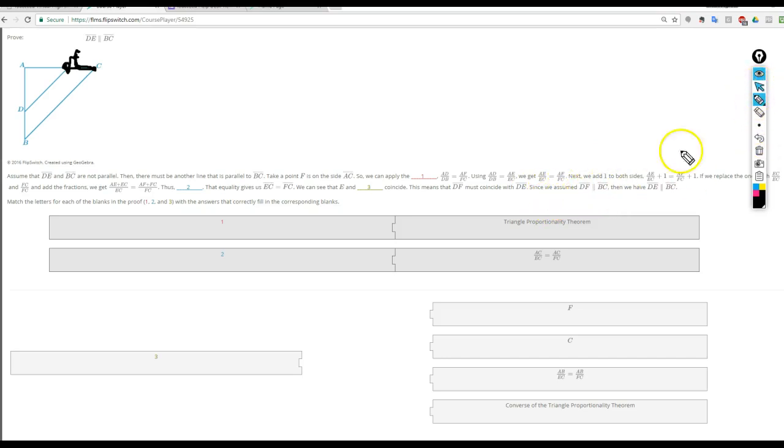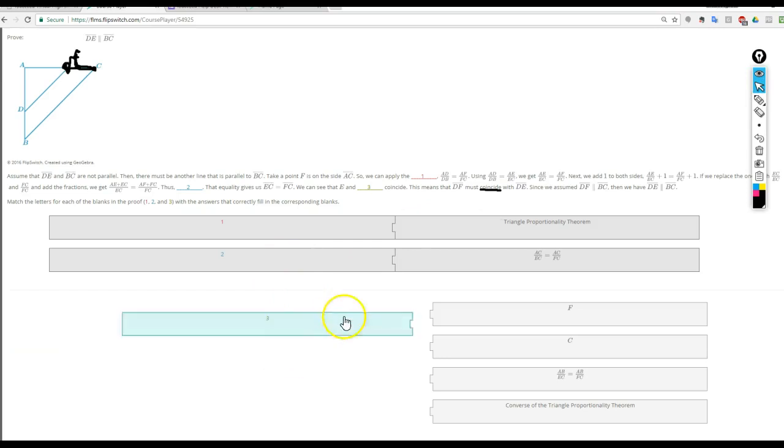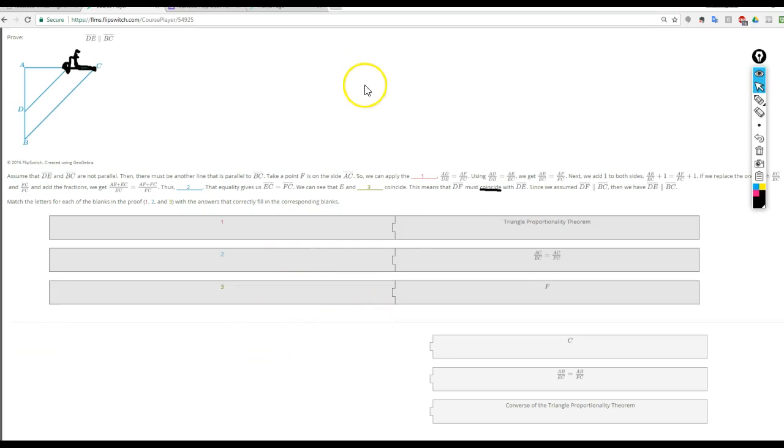Since we assumed that segment DF was parallel to segment BC, then we have segment DE is parallel to segment BC because DF and DE are the same line, or since they coincide. So our blank 3 is F. So there's our first proof.